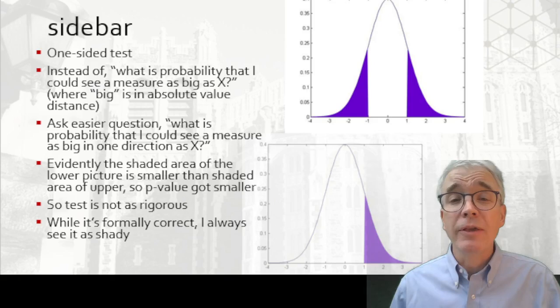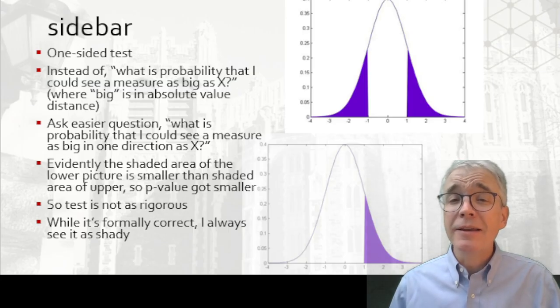Now, another thing that commonly gets done in Principles of Stats, you're shown how to construct a one-sided test, where instead of saying what is the probability that I could see a measure as big as some number, where big is an absolute value, we ask the easier question, what's the probability that I could see a measure as big in just one direction, and only one direction? In those little pictures, that's the light purple shading, not the dark purple shading.